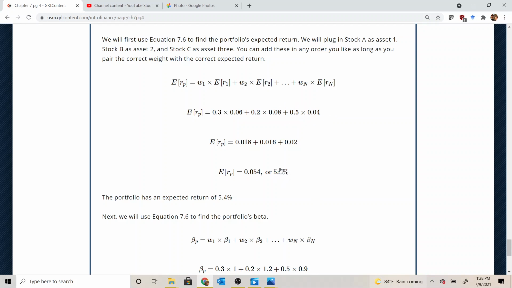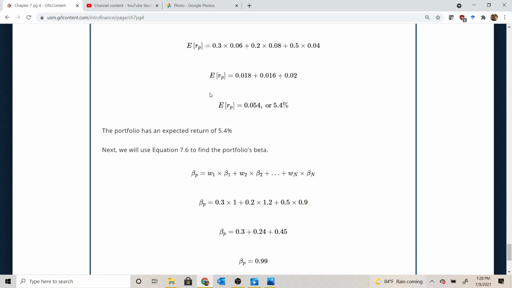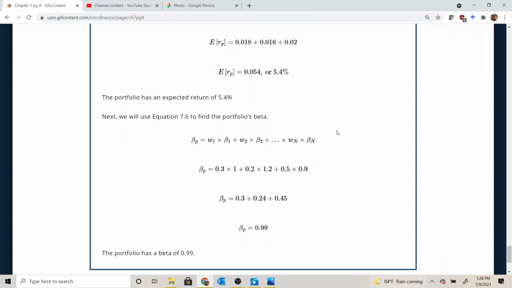And sure enough, that 5.4% is very close to 4%. 6% is not that far off either, so it's going to be in between those two. And only 20% is in that 8% return asset, so it's not going to add a whole lot for us. So before we even do the calculation, we can know an awful lot just based on the weights and the observations that we're plugging in, and we can do a reality check when we get the answer back.